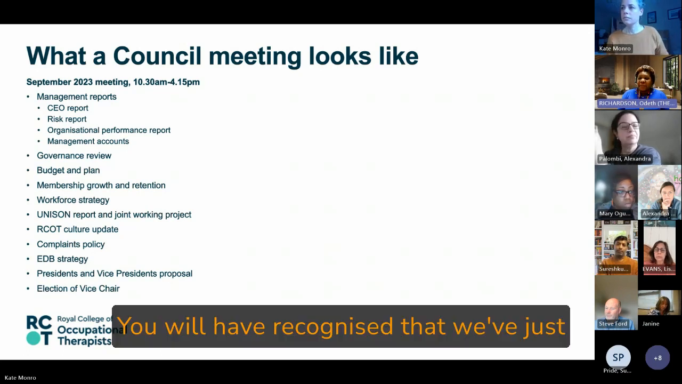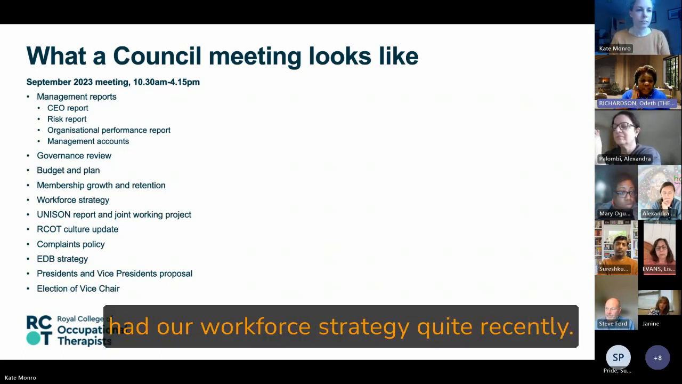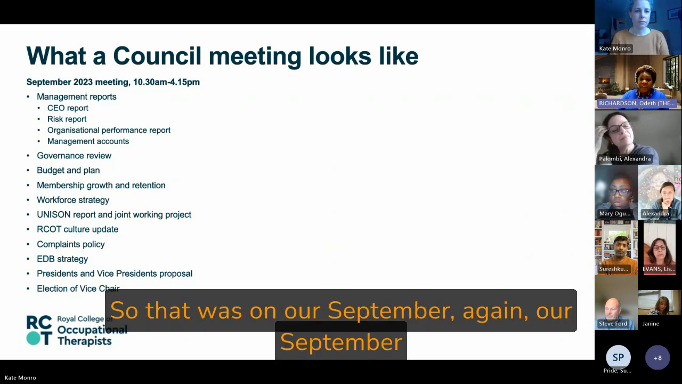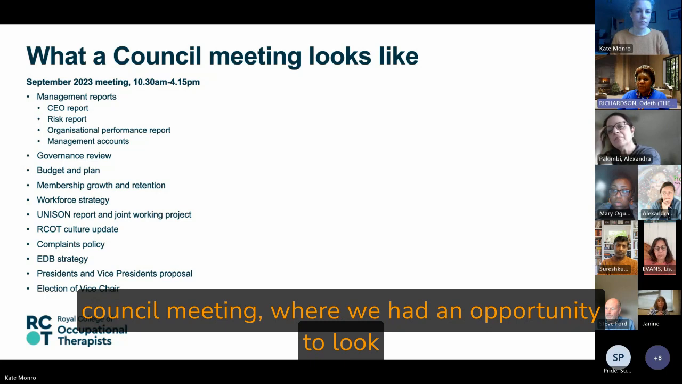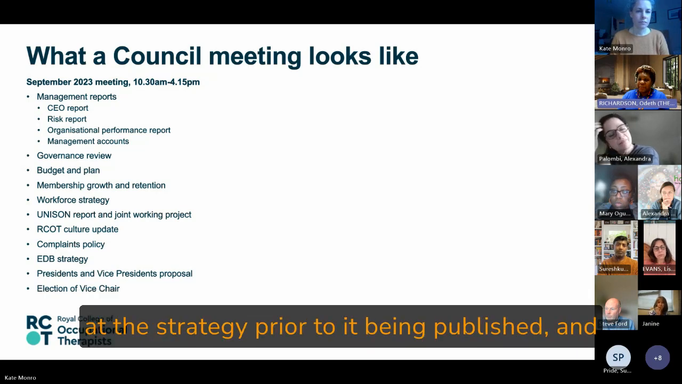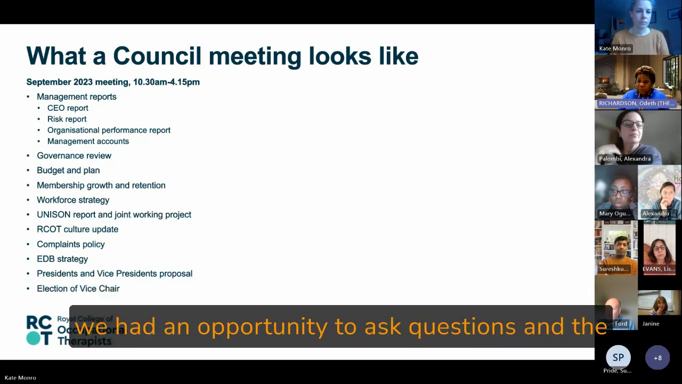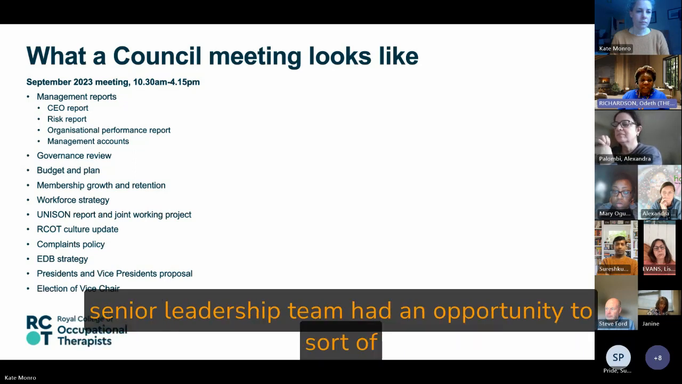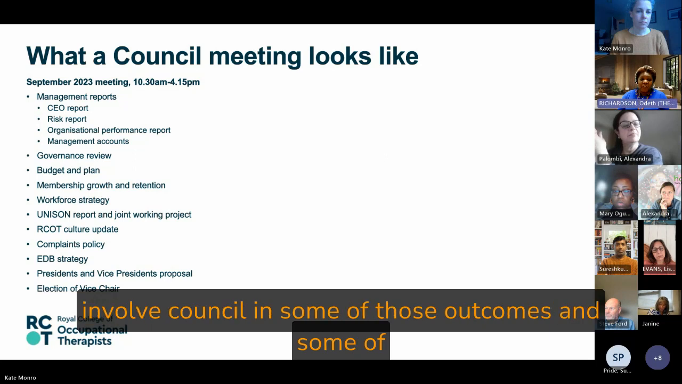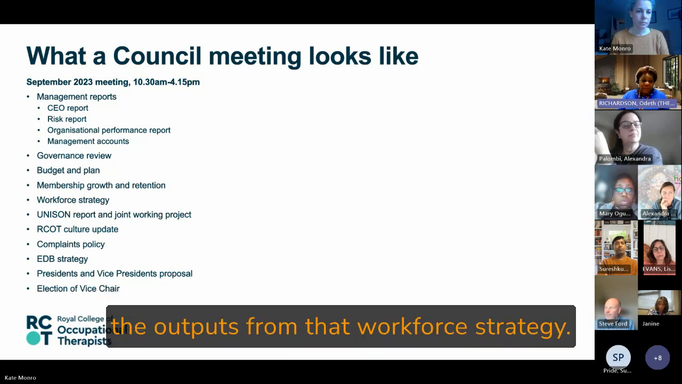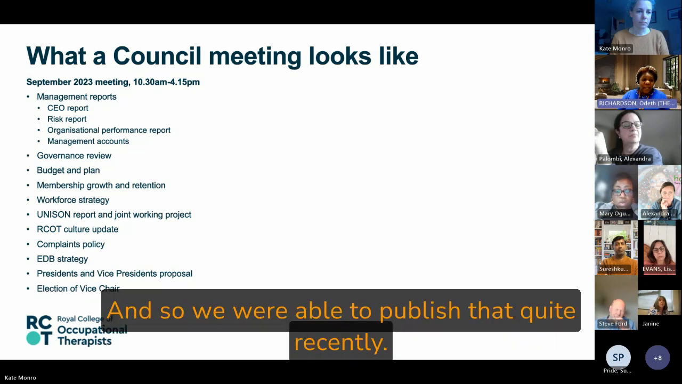You will have recognized that we've just had our workforce strategy quite recently. So that was on our September council meeting, where we had an opportunity to look at the strategy prior to it being published. And we had an opportunity to ask questions and the senior leadership team had an opportunity to involve council in some of those outcomes and some of the outputs from that workforce strategy. And so we were able to publish that quite recently.